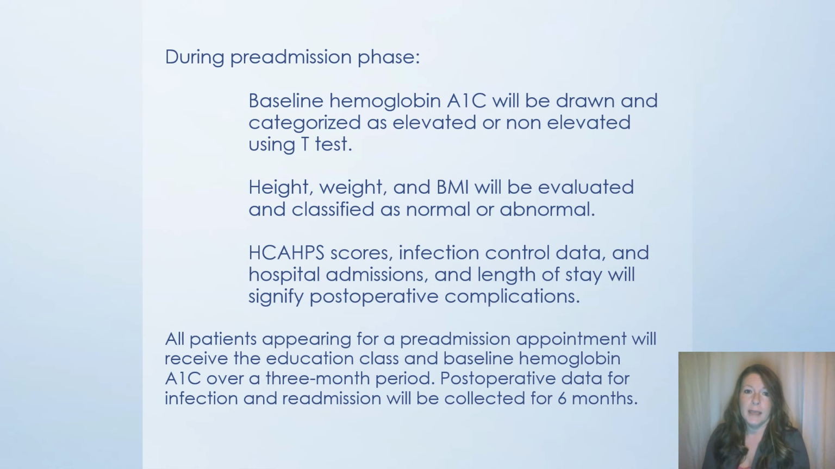During the pre-admission phase, a baseline hemoglobin A1C will be drawn and categorized as elevated or non-elevated using a t-test. Height, weight, and BMI will be evaluated and classified as normal or abnormal. HCAHPS scores, infection control data, hospital admissions, and length of stay will signify post-operative complications. All patients appearing for a pre-admission appointment will receive the education class and a baseline hemoglobin A1C over a 3-month period. Post-operative data for infection and readmission will be collected for 6 months.